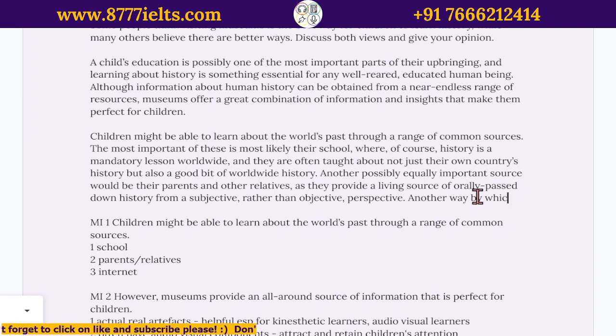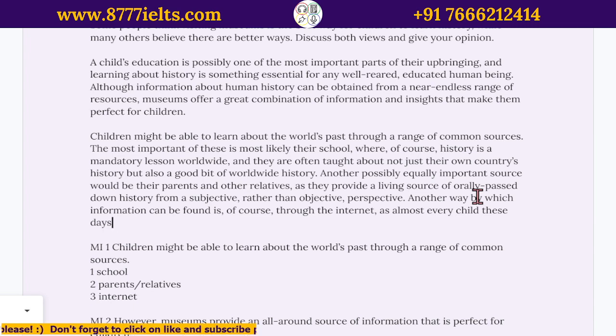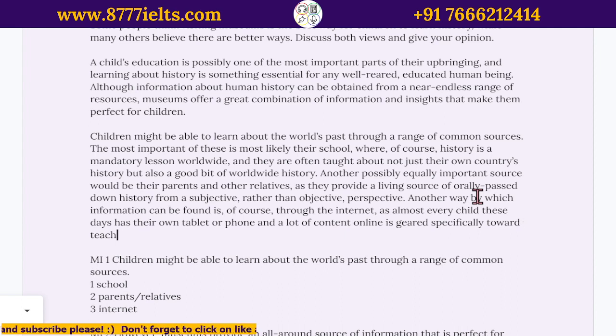Another way by which information can be found is, of course, through the internet, as almost every child these days has their own tablet or phone, and a lot of content online is geared specifically towards teaching children.